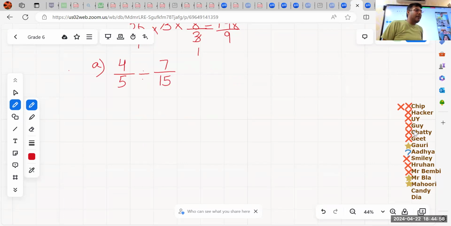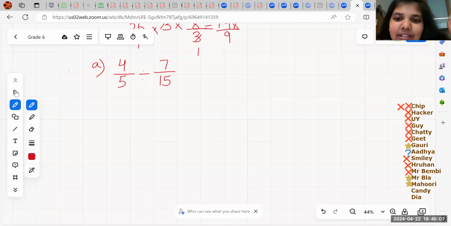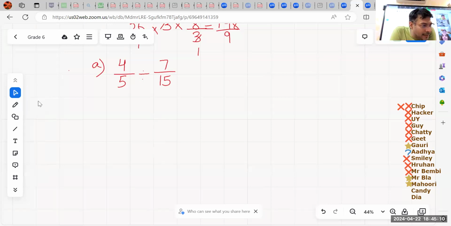Sir, 3 minutes multiplication break. In your mistake, 3 was minus. You took the reciprocal in multiplication. It was minus, multiplication. So it will be 8/3 only.